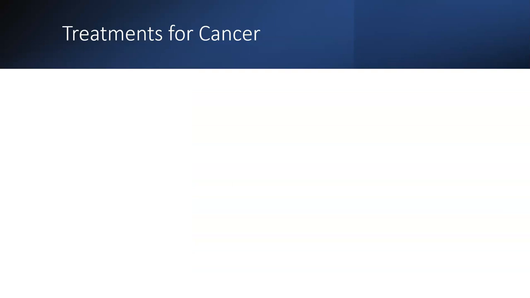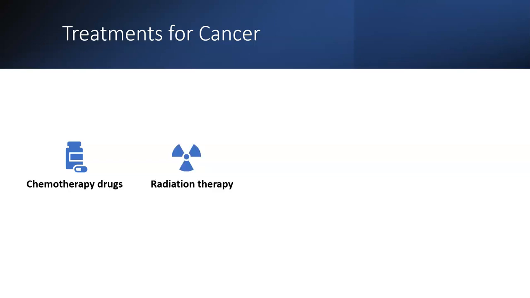Reviewing the different types of treatment for cancer. There are three primary types of treatment. The first being a cancer chemotherapy drug. There are other terminologies that we use, such as anti-neoplastic, which means against a neoplasm.